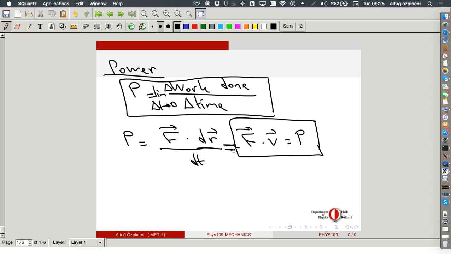Speed or velocity? Well, for vectors, you cannot really talk about whether they are large or small. It's the magnitudes of the vectors that are large or small.